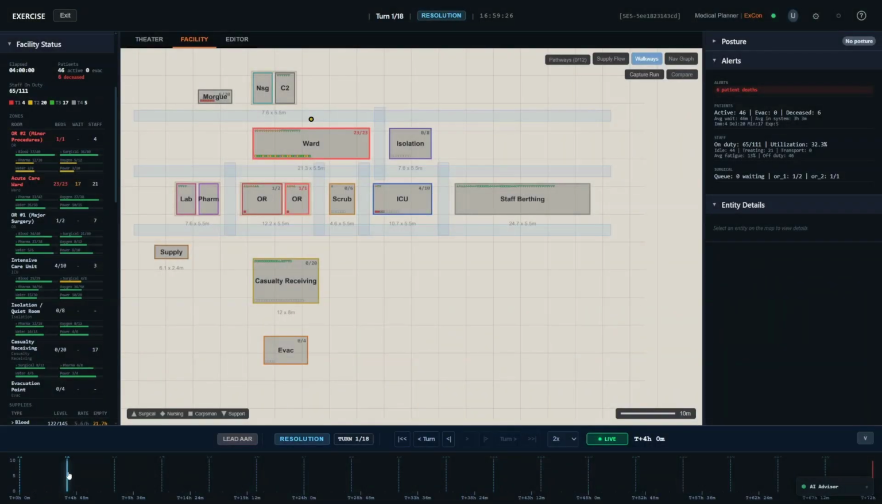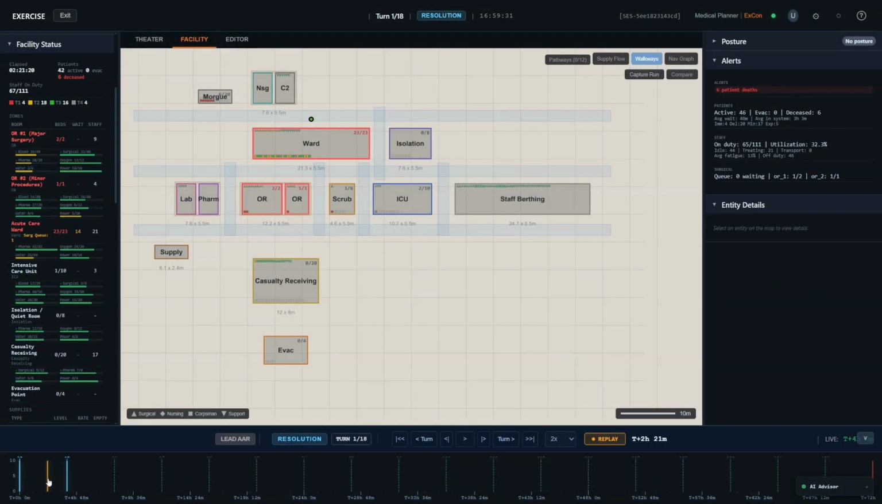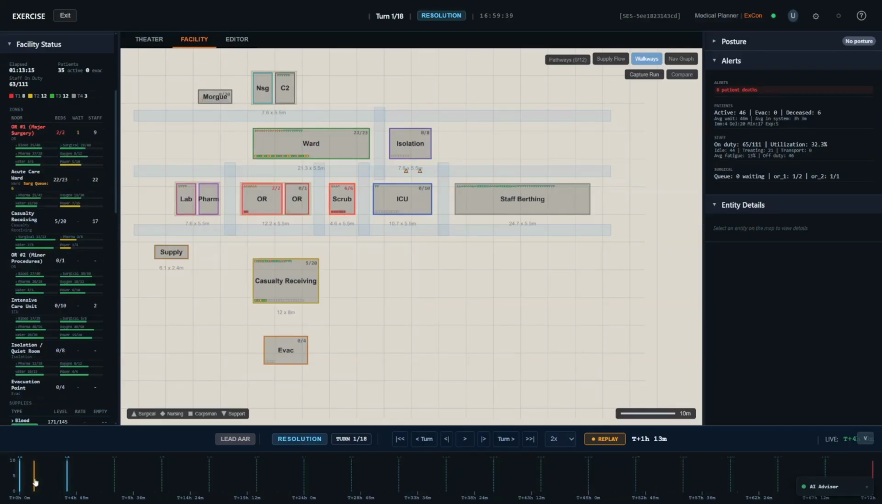The simulation advances in turns. After each resolution, DVR playback lets the planner scrub back through time, review what happened, where bottlenecks formed, when capacity was exceeded, save the state, branch, and test alternatives. What if we had one more surgeon? What if resupply is 12 hours late? What if we convert ward overflow to a second ICU?